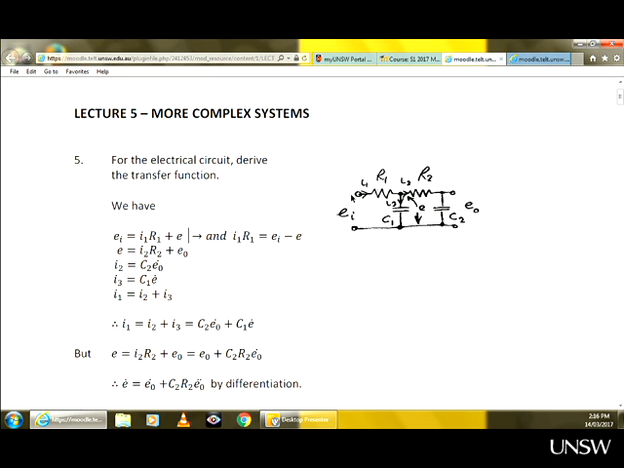So the first equation, describing this loop here: voltage EI will be equal to the voltage across the resistor, which is I1 R1, plus voltage E. That can be rewritten this way, if necessary. Second loop: voltage E will be equal to the voltage across the resistor, which is I2 R2, plus the voltage across this second capacitor, which is EO. So E equals I2 R2 plus EO.